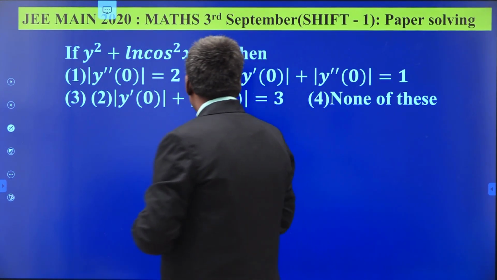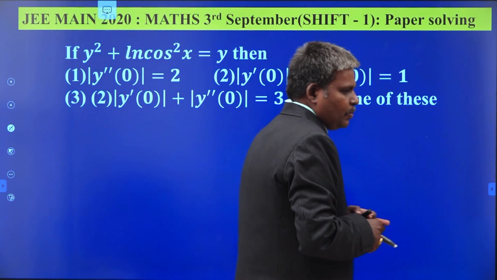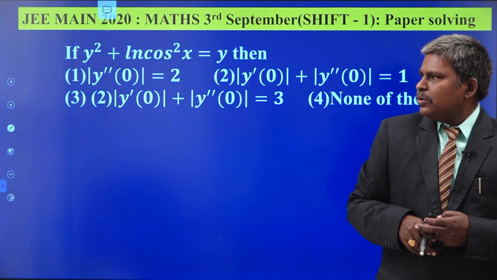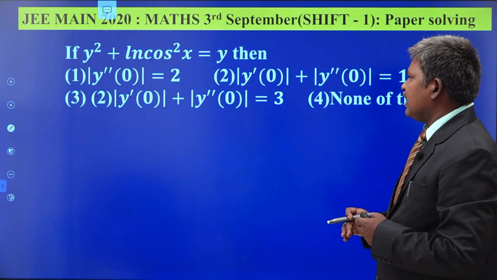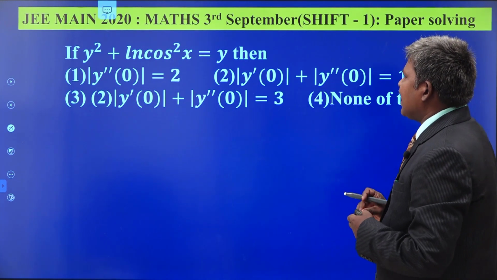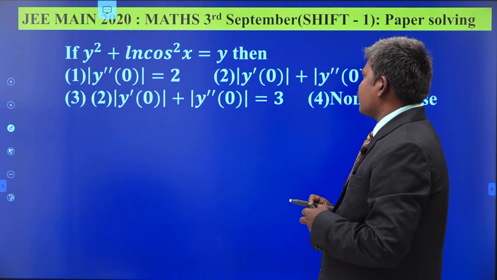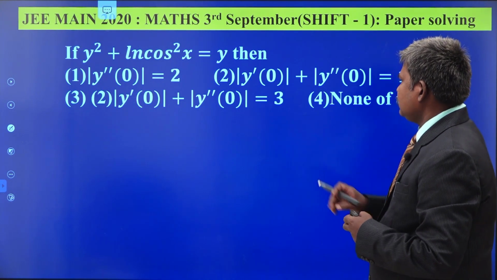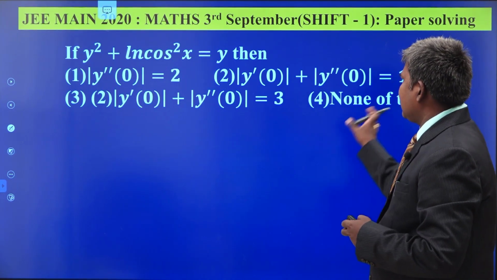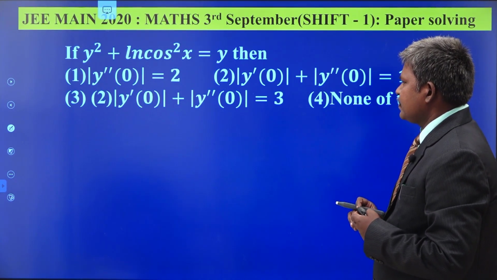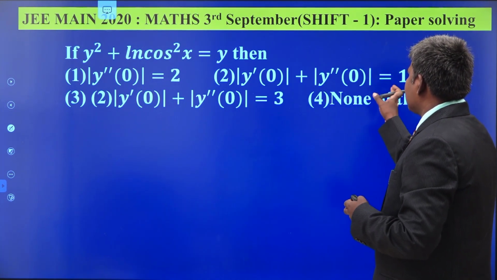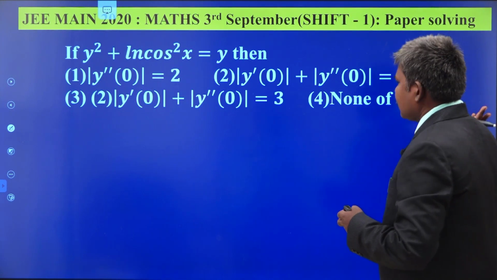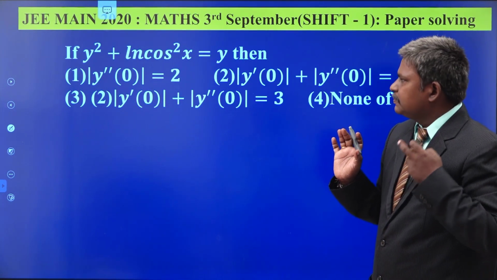See this one. This is related to a differentiation problem. So in your JEE exams, this type of question is frequently asked. y square plus log of cos square x is equal to y. Then which of the following is true? y double dash 0 equal to 2. Modulus of y dash 0 plus y double dash 0 is equal to 1. In this manner they are asking.